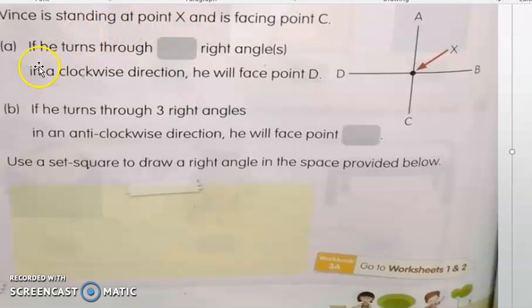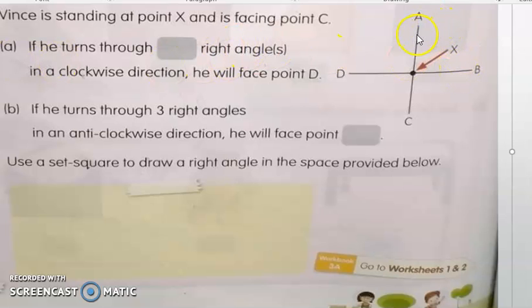He said in question number 1, he was there at A. If he turns through dash right angles in a clockwise direction, he will face D. So it means he came here, also in a clockwise direction, so he will come to this side. As you can see, this is a full circle. He comes from this side to this side. It means 1/4, and 1/4 means one right angle. So I will write here: if he turns through one right angle in a clockwise direction, he will face the point D. Now, Grade 3, our first question is finished.